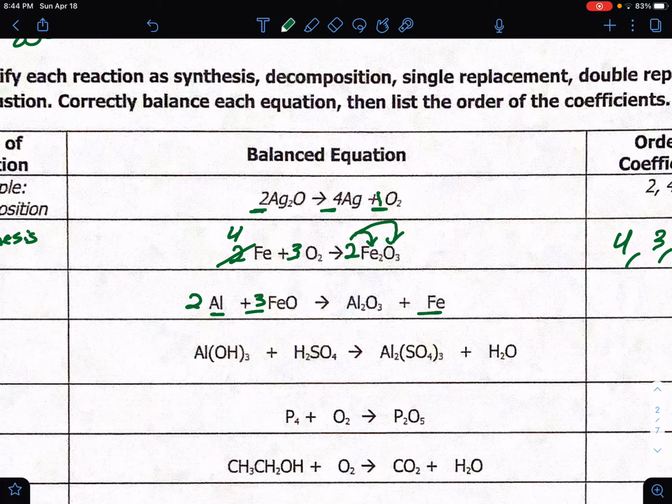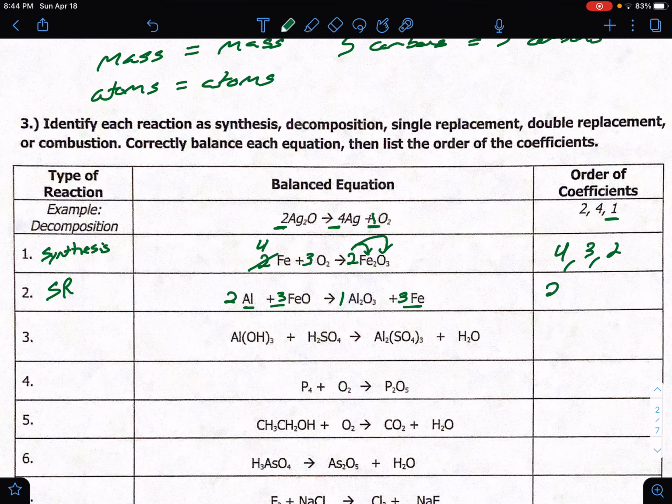Okay, but this also multiplied my iron by 3, so that means I had to put a 3 over here. I didn't have to do anything to this aluminum oxide, so that's an imaginary 1 right there. So this would be a 2, 3, 1, 3.